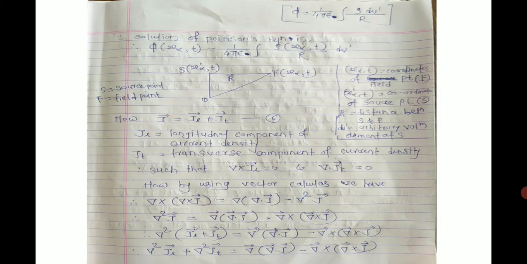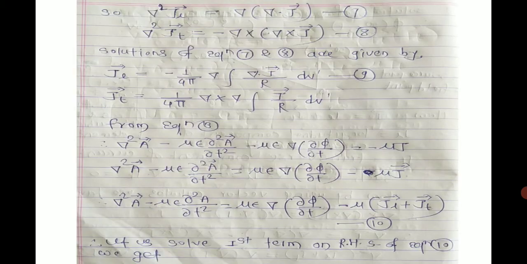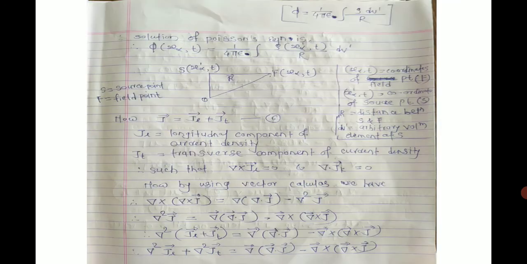Okay, but the current density is not a single component, it has two components, JL and JT. Then, combining, J is equal to, from the previous equation, JL bar plus JT bar, and del square of JL bar plus JT bar is equal to the remaining term del del dot J minus del cross del cross J. Then multiplying in the bracket, del square JL plus del square JT is equal to del del dot J minus del cross del cross J.